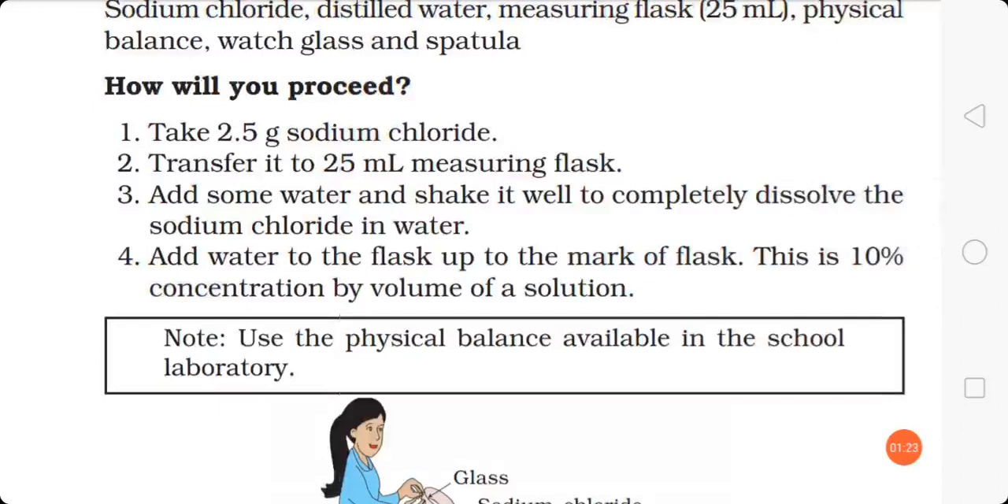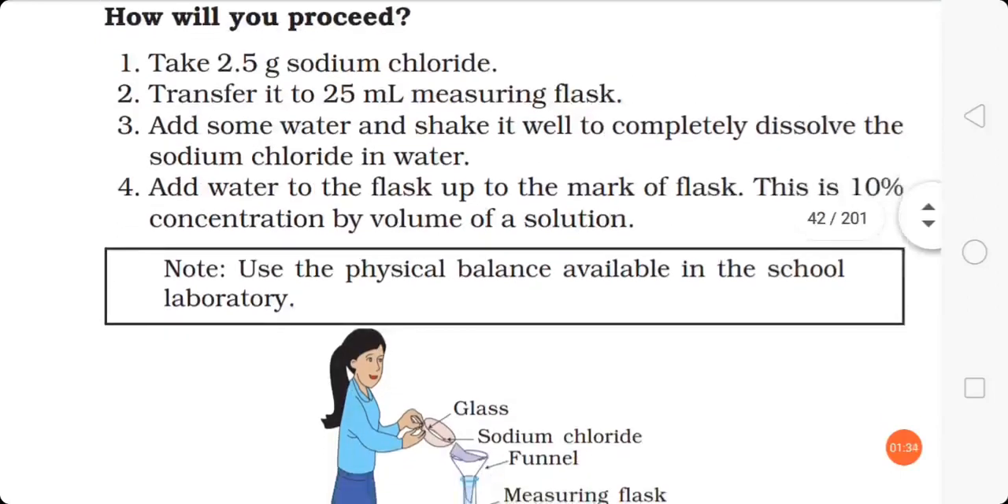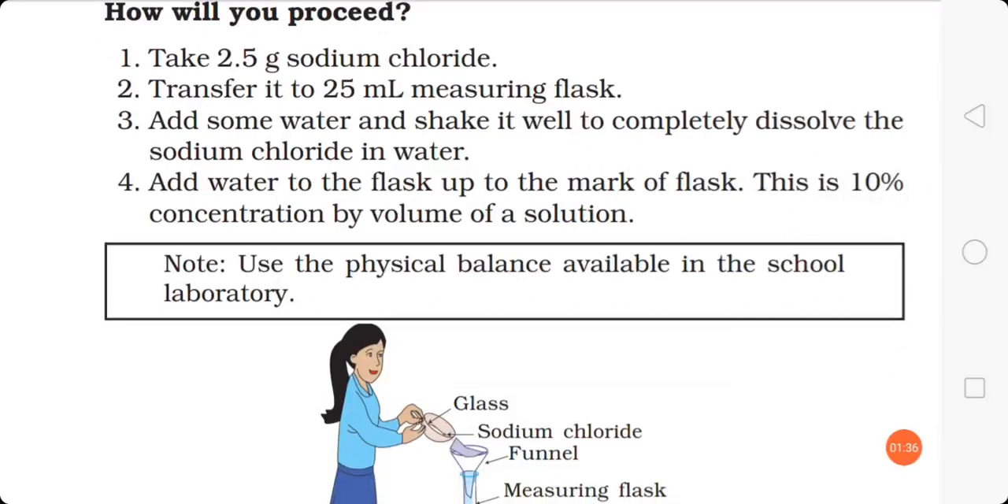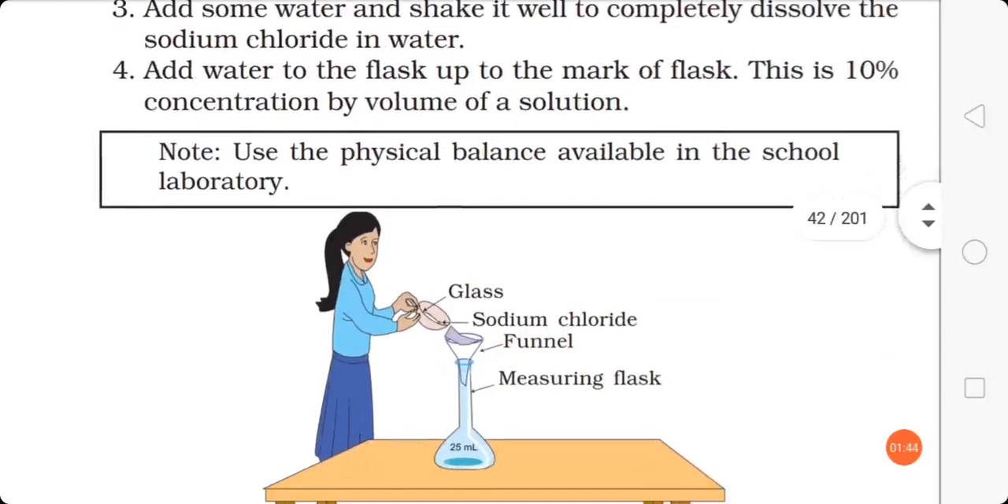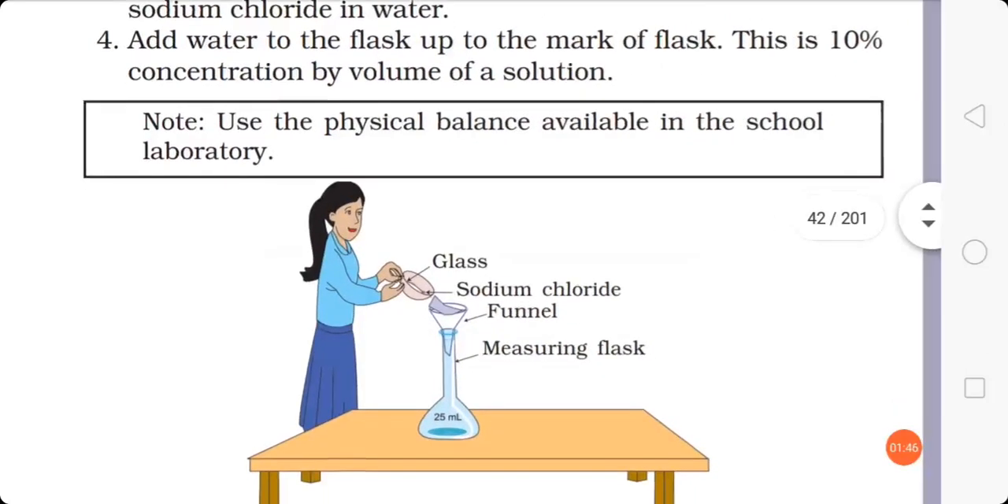This is 10% concentration by volume of a solution. Okay, so this is how you can prepare a 10% solution. And when you are preparing this solution, you need to use the physical balance available in our school lab to measure exactly 2.5 gram of sodium chloride. Okay, for that you need a physical balance.